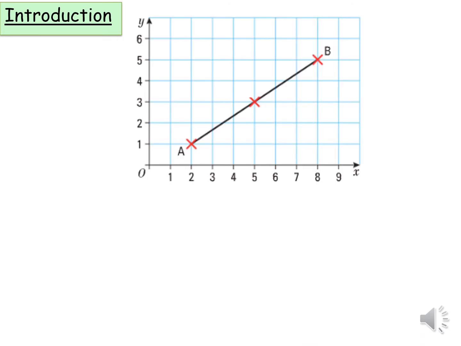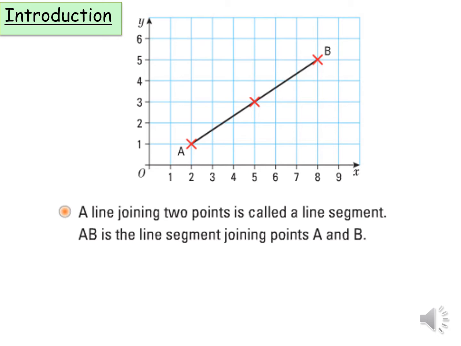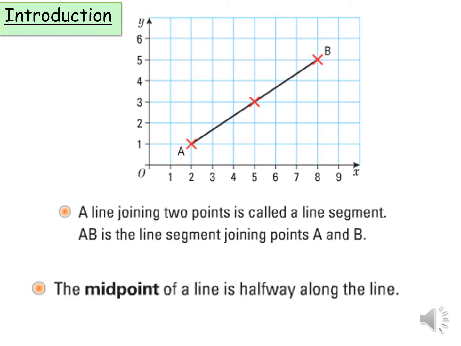Okay, so let's have a look at this first example. As you can see here, this is the line segment AB. We need to find the midpoint of this line segment. A line joining two points is called a line segment. AB is the line segment joining points A and B. The midpoint of a line is halfway along the line. As you can see here, we'll label it as M.